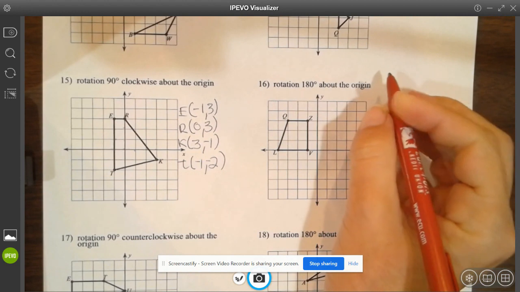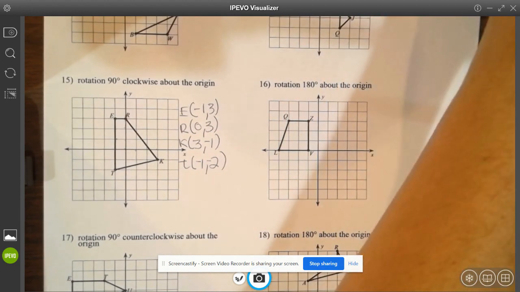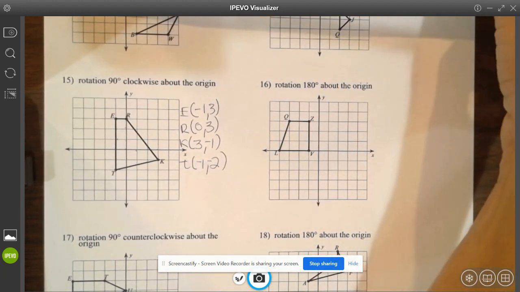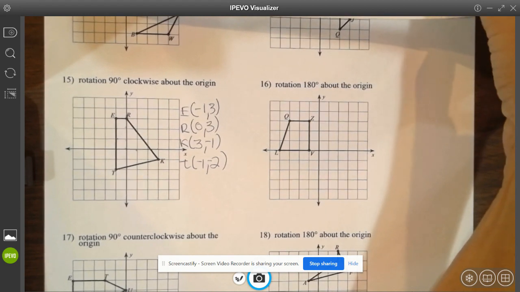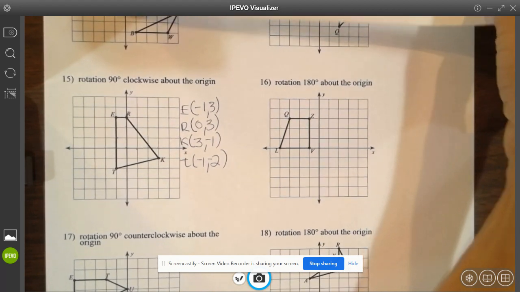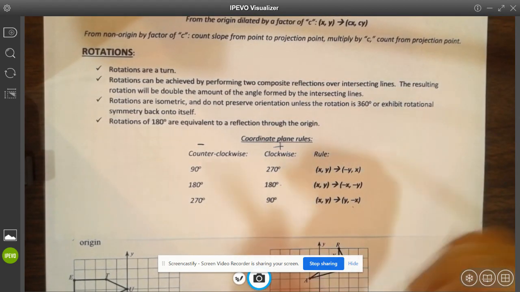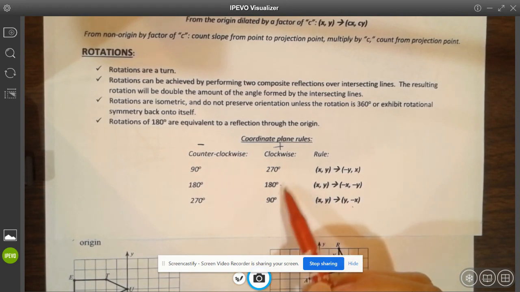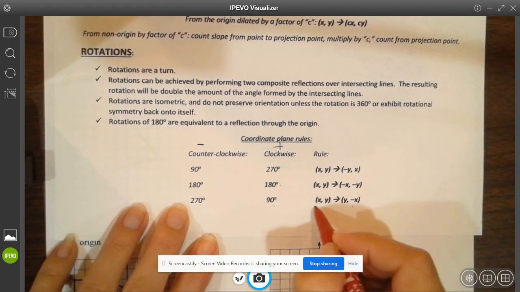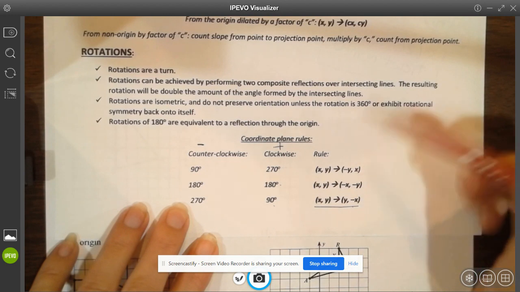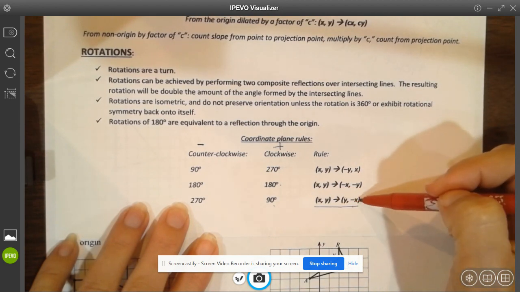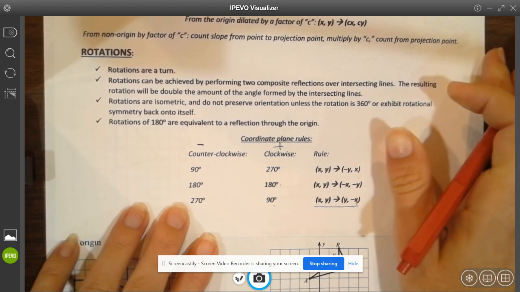All right, so now I'm going to perform the transformation. I'm going to look first to my sheet to see which rule I'm going to be using. This is a 90 degree clockwise. So I find clockwise and then 90 degrees. So this is the rule that I'm going to be using. So Y and X are flipped, and then the one that becomes Y is going to be negative.